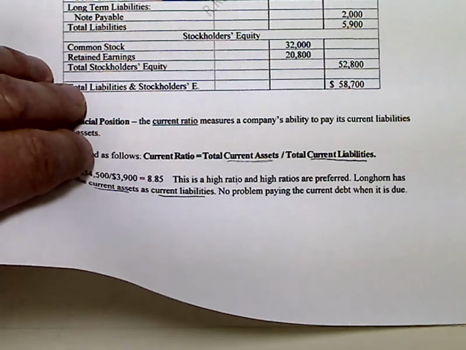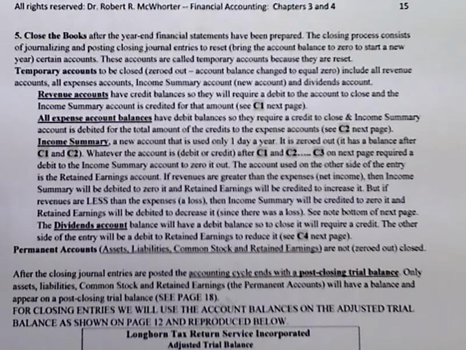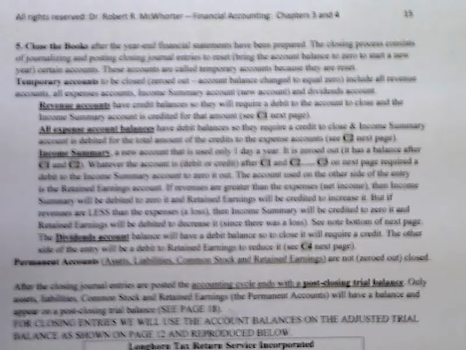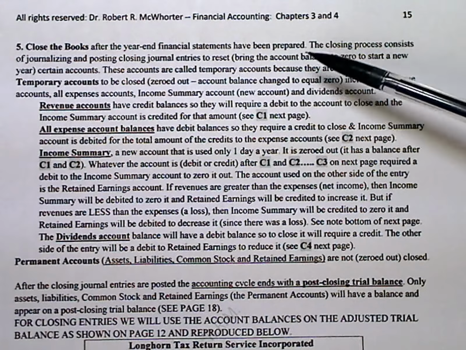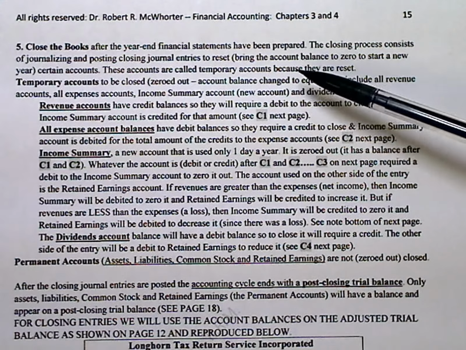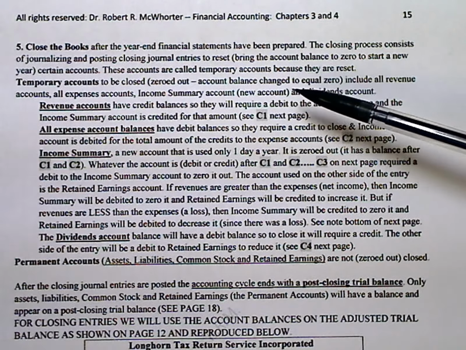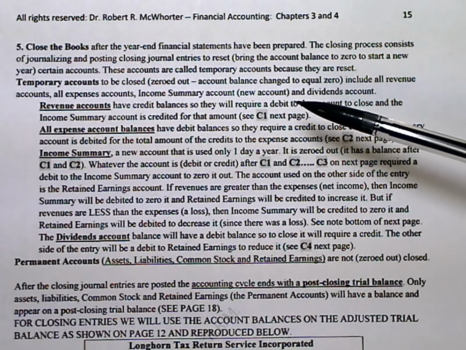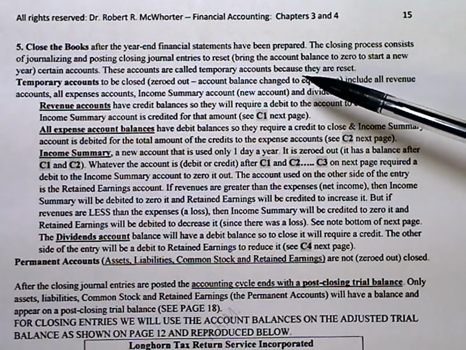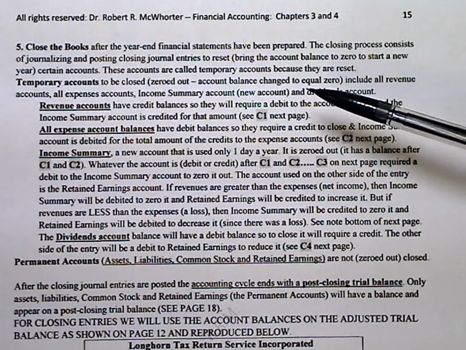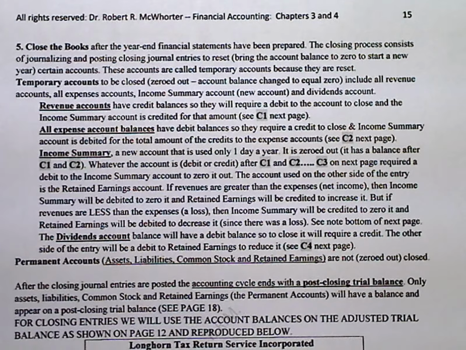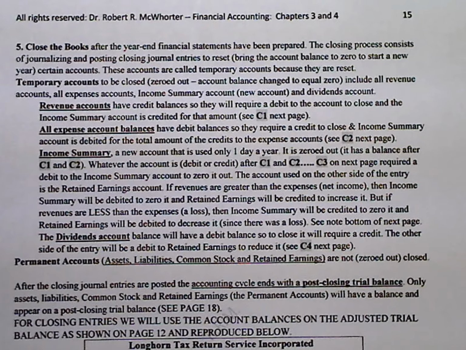Okay, now we move in to that Etch-a-Sketch example I mentioned earlier. We close the books. After a year, after we've done the year-end financial statements, we've presented our income statement, statement of retained earnings, the balance sheet. Everything is done. Then we close the books. Closing the books means that we zero out certain accounts.